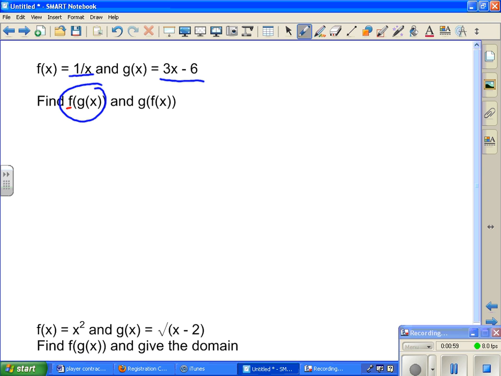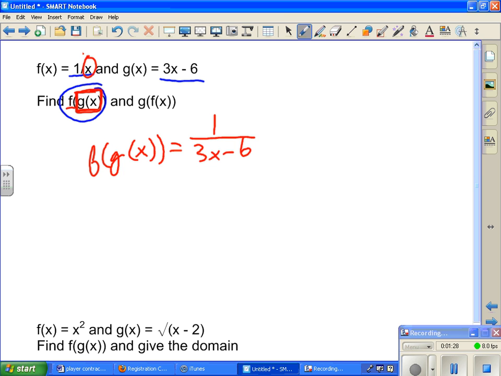They want f of g of x. So everywhere we see x in the f of x function, we are going to plug in g of x. So f of g of x is going to equal, well, I need the f of x function, that's 1 over x, but instead of x, I'm going to plug in g of x down here: 3x minus 6.